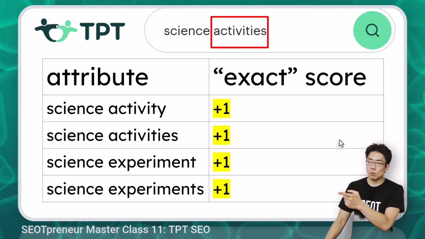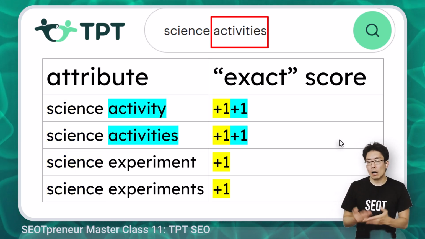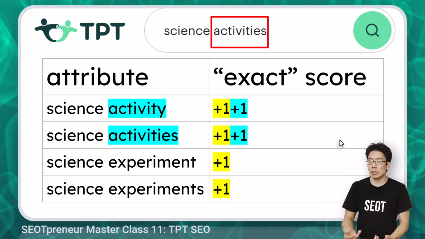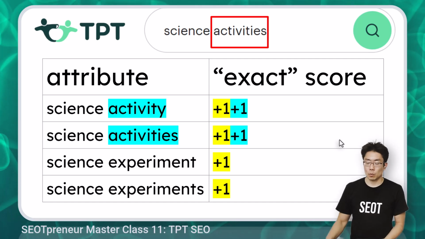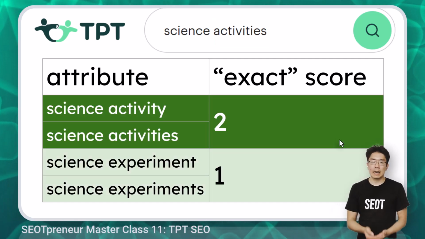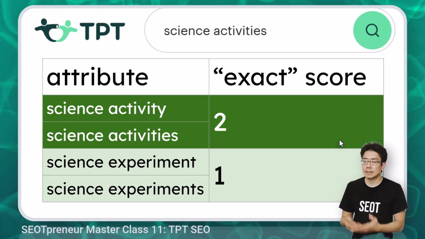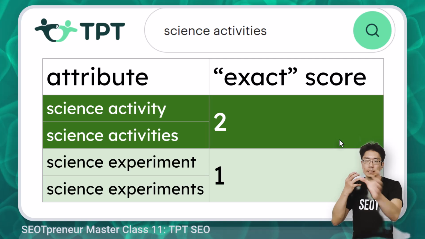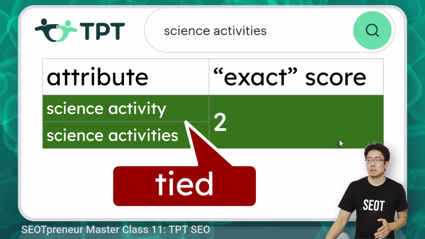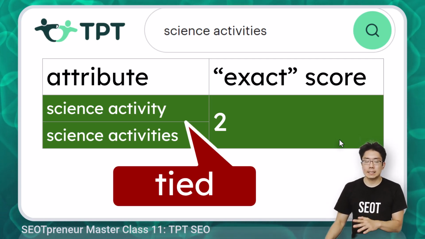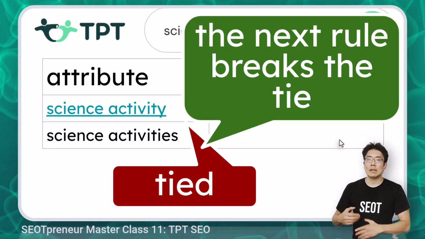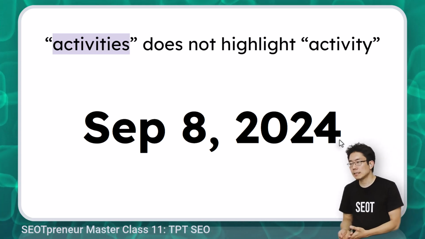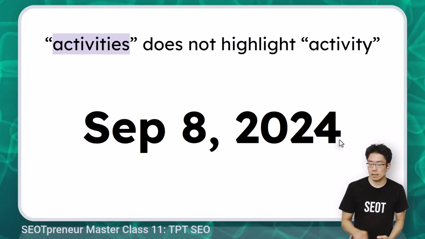And then we look at the second word, which is activities plural, and the algorithm would say that activities singular and activities plural are synonyms, so they're exact matches, so they would both get +1. So then the exact score would have science activity and science activities as 2, and science experiment and science experiments as 1, and they would get sorted differently. They would be in different buckets. So in this case, science activity and science activities would be tied, and then they would go on to the next tie-breaking rule.